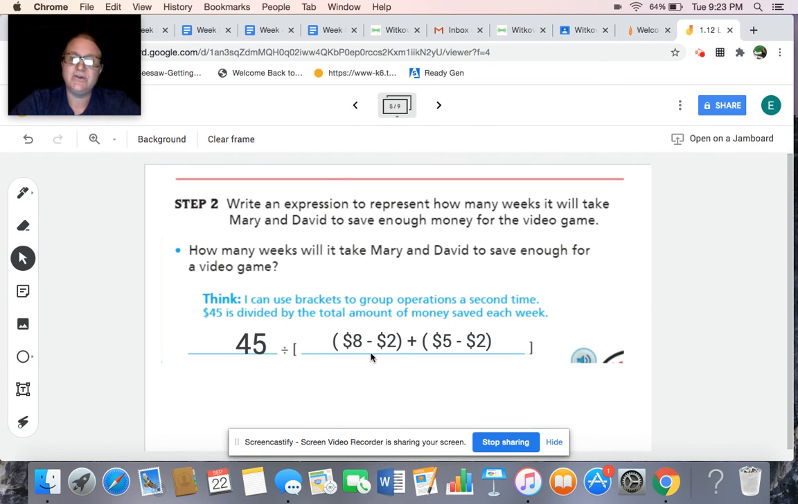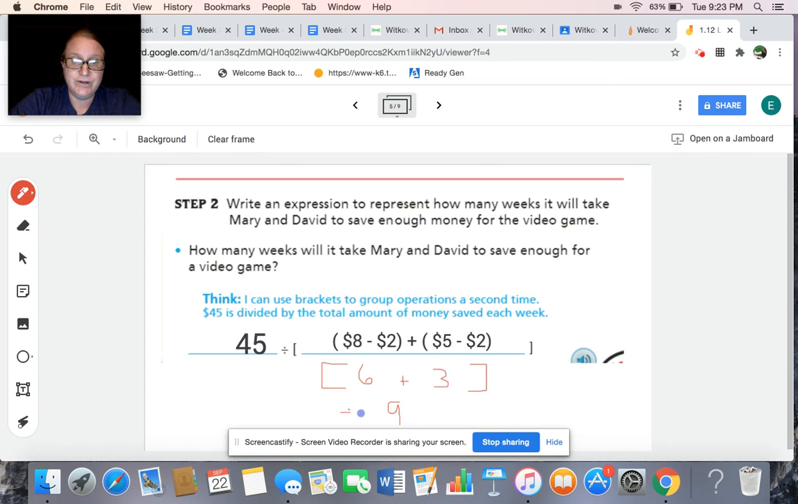Let's solve this then. So 8 minus 2 is 6, we said, plus 5 minus 2 is 3. Now these are still in brackets here. Those brackets are there and there. What is 6 plus 3? 6 plus 3 is 9.